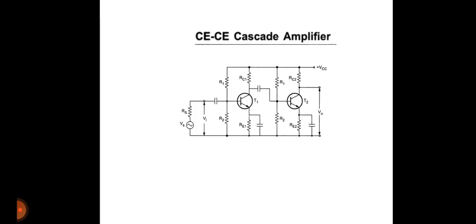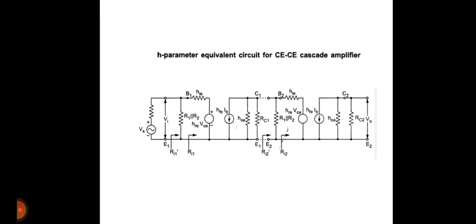Now let us move on to the cascaded amplifier I just explained. This is the circuit of a cascaded amplifier, two stages of CE amplifiers. We should start the analysis with the second stage. Here is the h-parameter equivalent circuit for the CE cascade amplifier. First replace the second transistor with the h-parameter model, next the first transistor. Start from the second stage, then find the parameters like AI, AV, RI and RO.